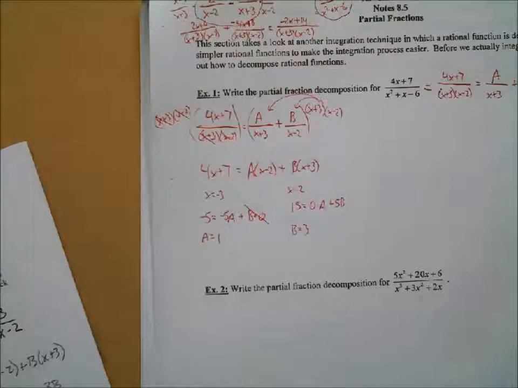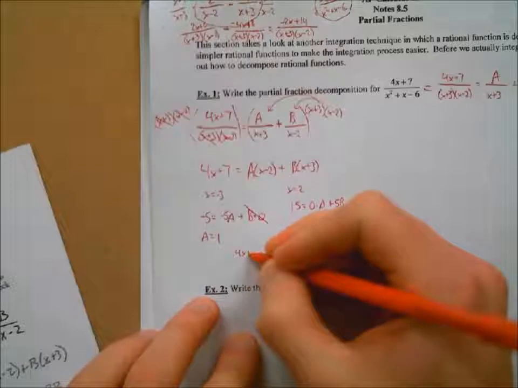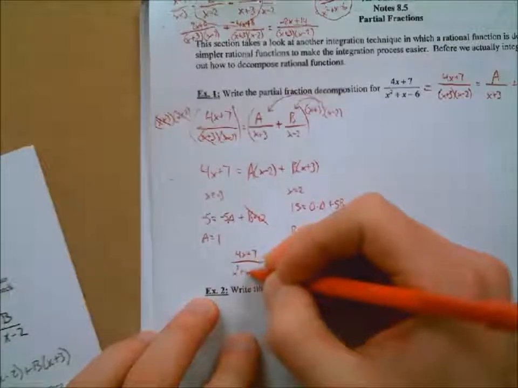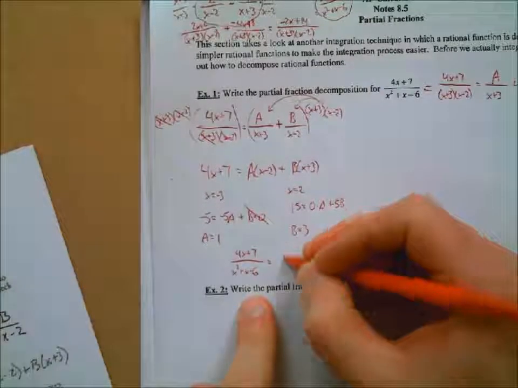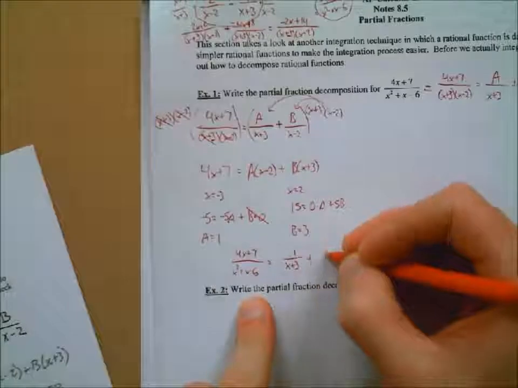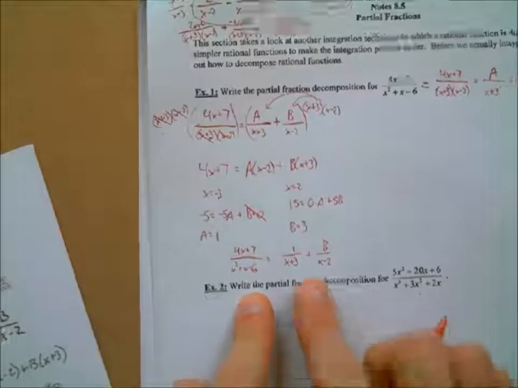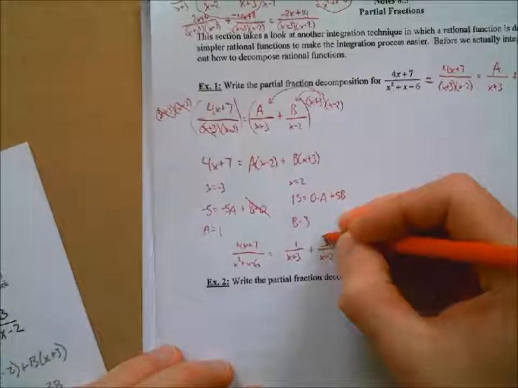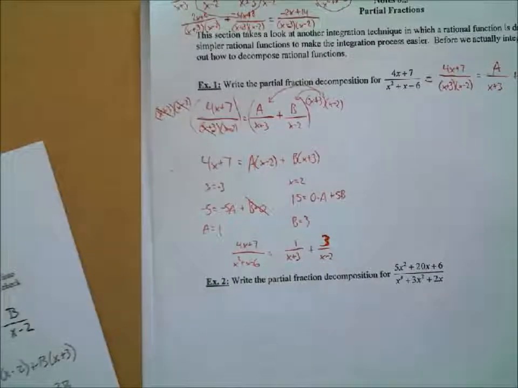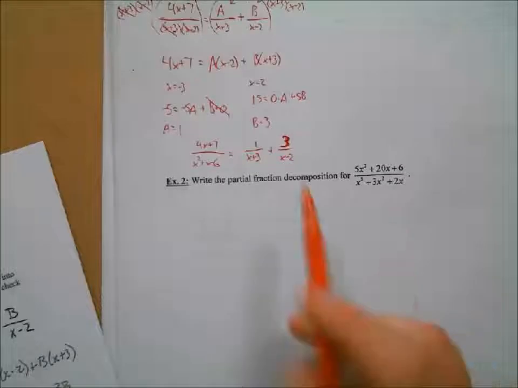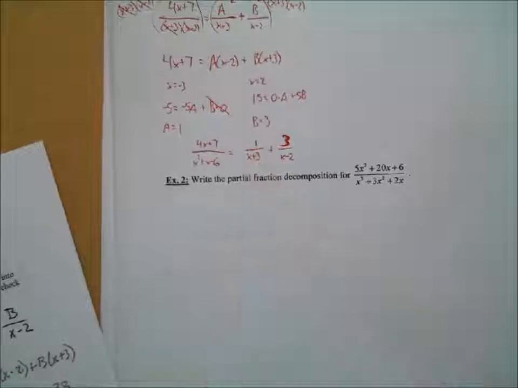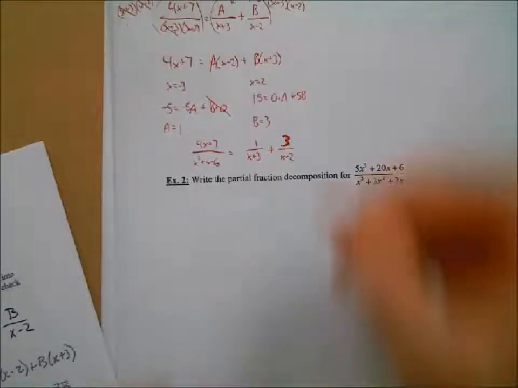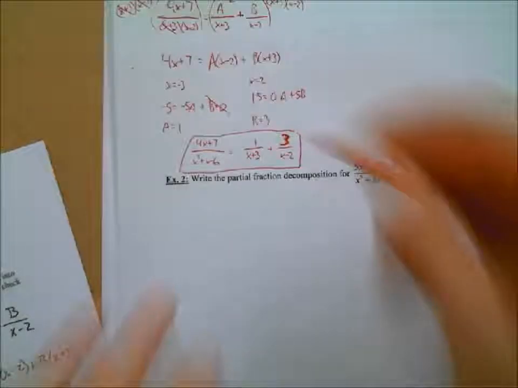All right. And so then our decomposition here, 4x plus 7 over x squared plus x minus 6 must equal 1 over x plus 3 plus 3 over x minus 2. Okay, like that. Much easier to integrate, right, than this would be. Much easier. And that's why we do it. And again, that's our decomposition.